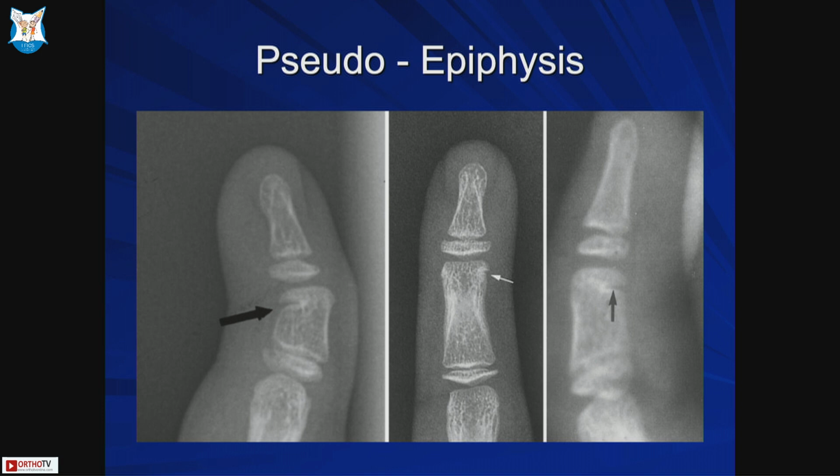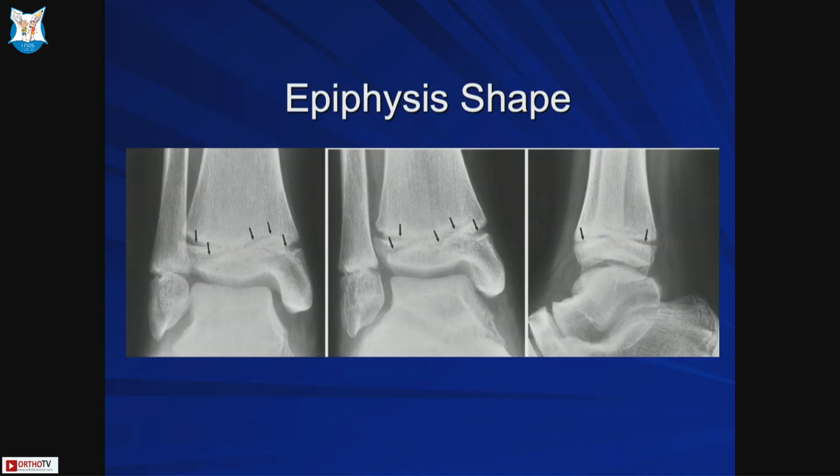Pseudoepiphysis is an attempt to make a physis at the other end. Sometimes it may represent a bracket epiphysis or a delta epiphysis, but most of the time these are regular clefts. And if you follow this patient and take an X-ray a year later, you would see that these would ossify and disappear. It is important to note the shape, especially when it comes to distal tibia.